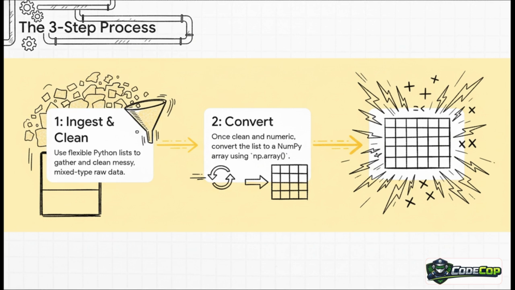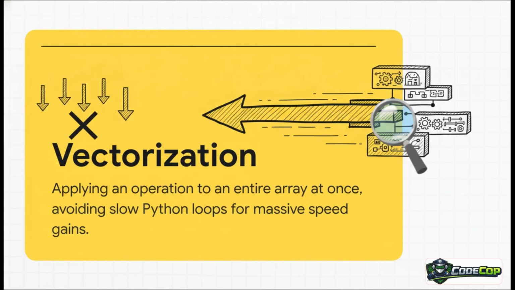When you're pulling in raw, messy data from a file or an API, nothing beats the flexibility of a good old Python list for getting it all in and cleaning it up. Step 2, the pivot. Once your data is clean, it's all structured, and it's purely numeric, you make that critical conversion into a NumPy array. And then, step 3, you hit the accelerator. With your data now in a NumPy array, you can unleash its full power for all your heavy-duty statistical analyses and mathematical operations.